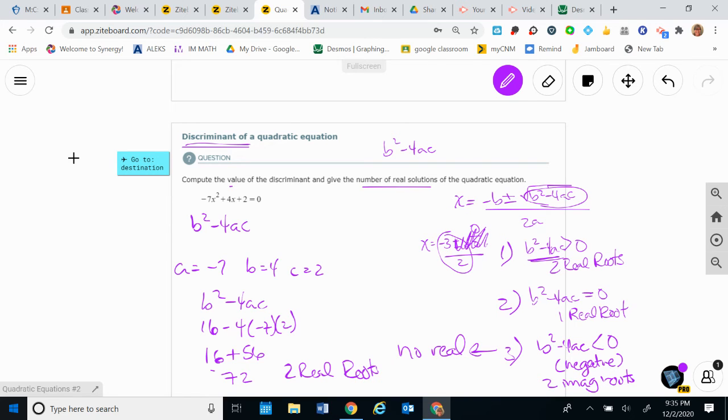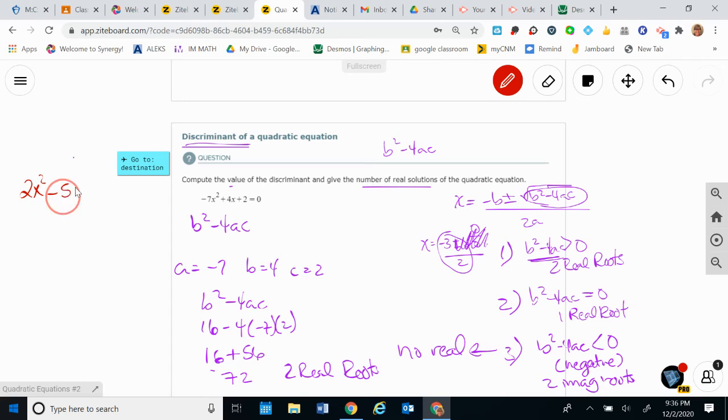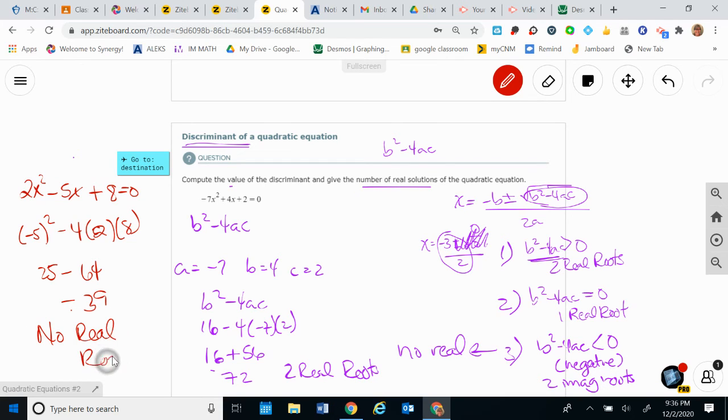Okay, if I had given you something like this, let me change it up. If I gave you something like 2x squared minus 5x minus 8 equals 0. Find the discriminant. It's b squared, which is -5 squared, minus 4 times a, which is 2, times c, which is -8. So you get 25 minus 4 times 2 is 8, 8 times 8 is 64. See, this is a negative number. Okay, this is negative, so it has no real roots.